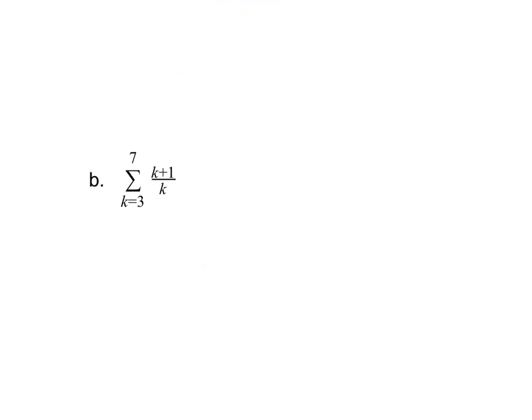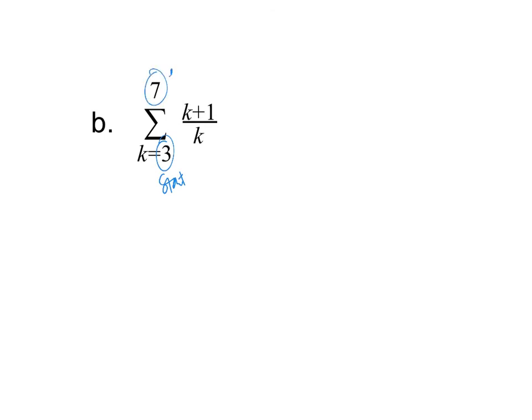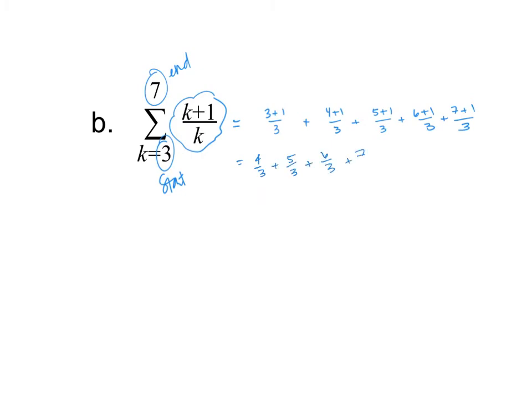Okay, if we move on to part B, we're going to have our start at plugging in 3s and our end is plugging in 7s. This is a little bit more complicated expression, but that's okay. So we're going to get 3 plus 1 over 3 plus 4 plus 1 over 3 plus 5 plus 1 over 3 plus 6 plus 1 over 3 plus 7 plus 1 over 3. So that would be our end plug-in. So we have 4 thirds plus 5 thirds plus 6 thirds. You see that pattern happening, 7 thirds. It's continuing to add a 1 to each of my numerators.